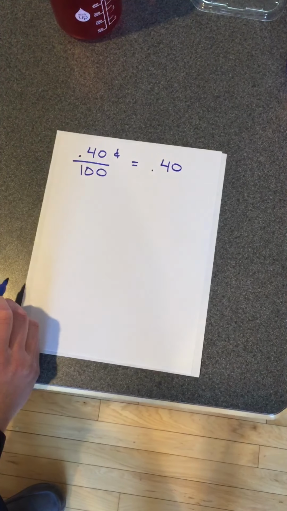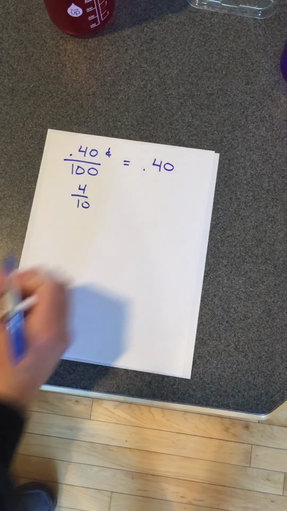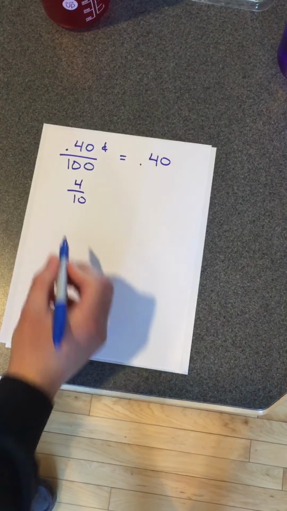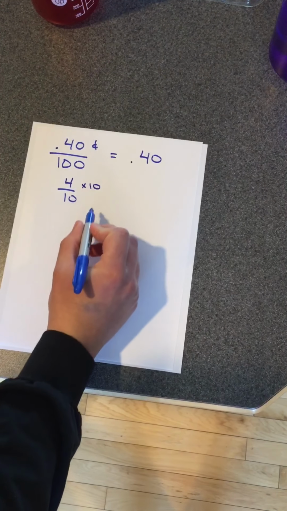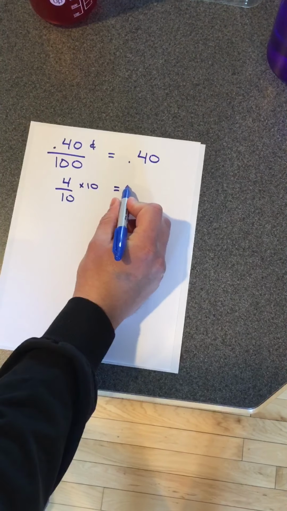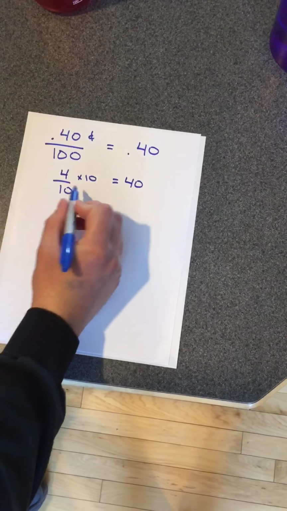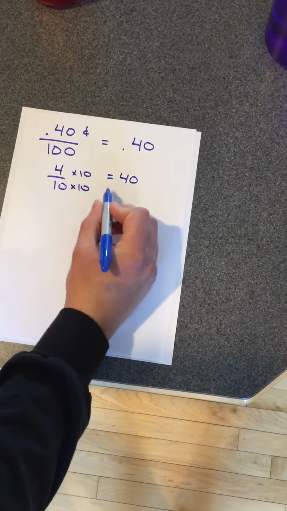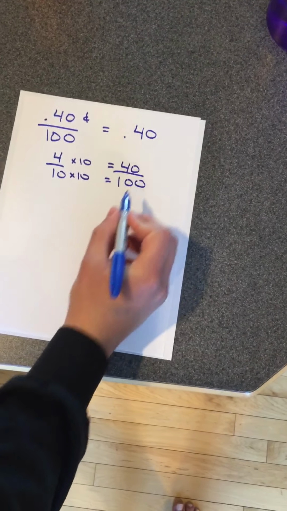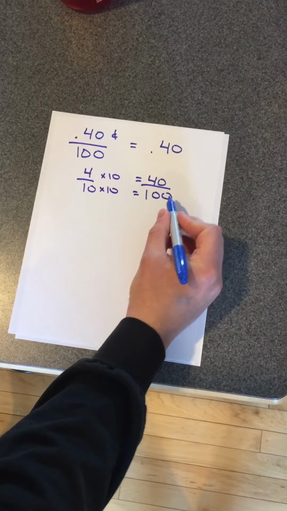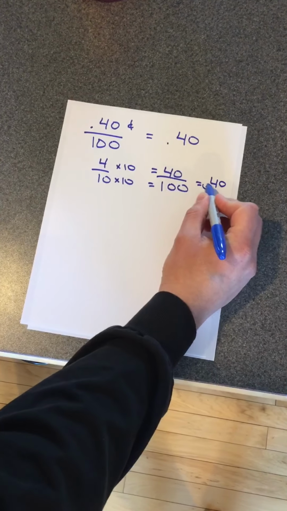Now, what also they're trying to show you, what if I had 4 out of 10 dimes? Well, how much is a dime worth? A dime is worth 10. Well, if I do 4 times 10, which would be, again, 40 cents. But anytime I do something to the top, I also have to do it to the bottom. And we know 10 times 10 is 100. We're right back to 40 hundredths. 40 hundredths is the same thing as 40 cents, or written with that decimal.